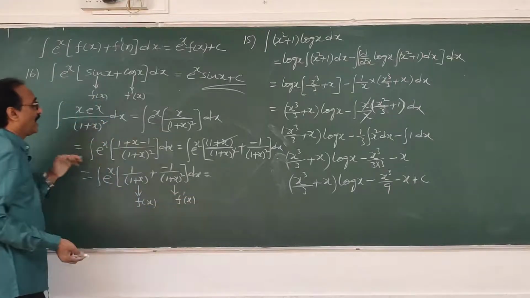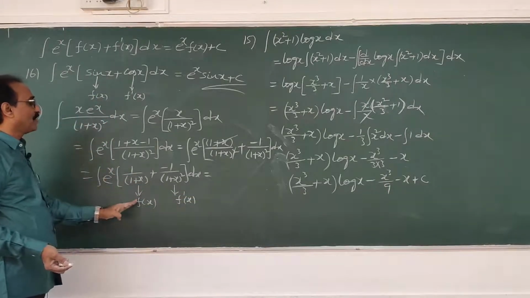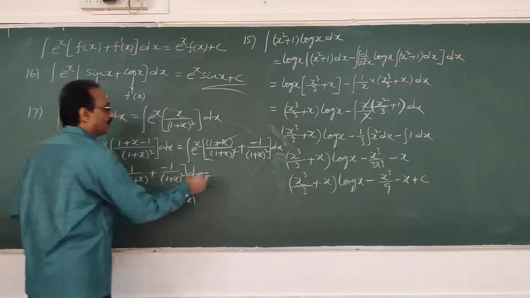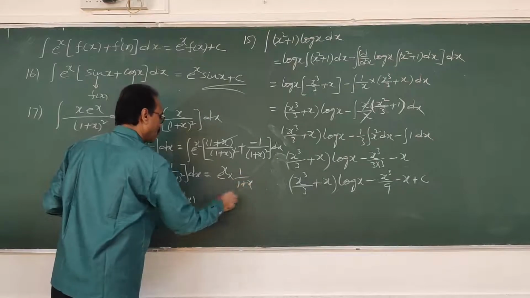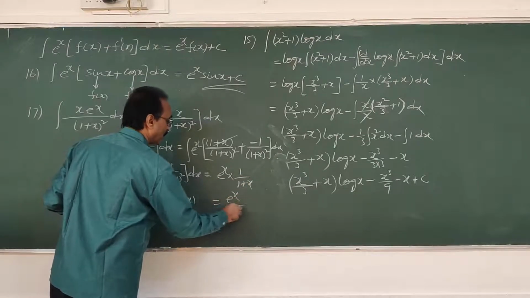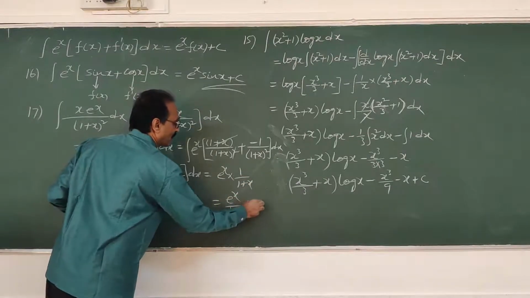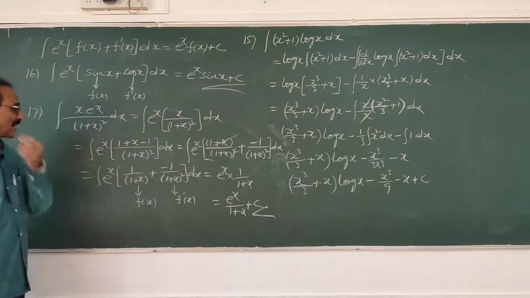So finally I put it into this form, e power x into f of x plus f dash x dx, which is nothing but e power x into f of x, that is 1 by 1 plus x. So finally how much will you get? E power x by 1 plus x plus c. See how easy it is.